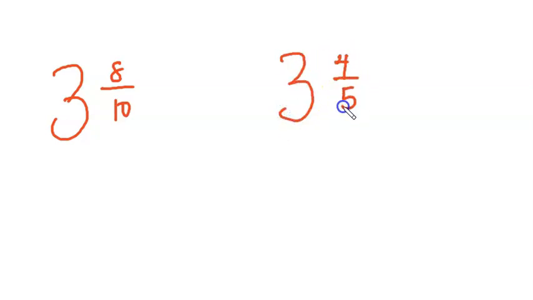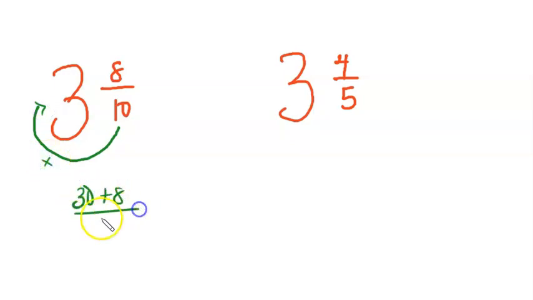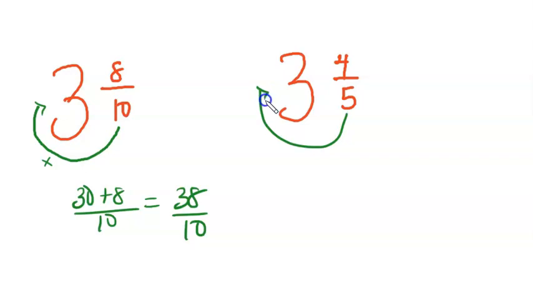Let's change both to improper fractions. So this is 10 times 3, right? I have 30 plus 8, right? Over 10. This is 38 over 10. And here also we'll multiply this. I have 15 plus 4 over 5 this time around. Denominator remains the same, so we have 19 over 5.